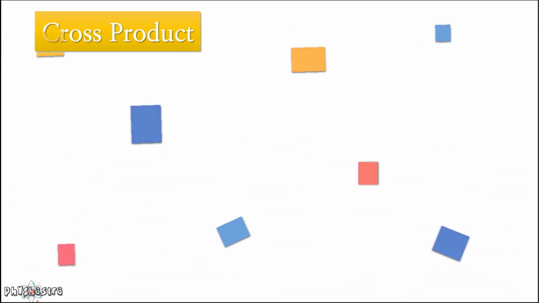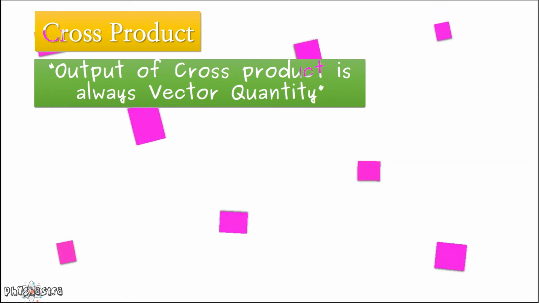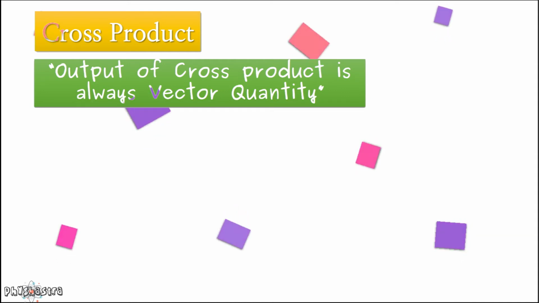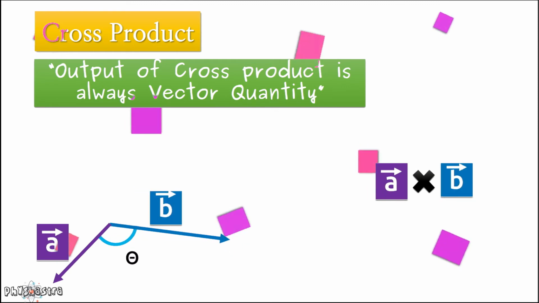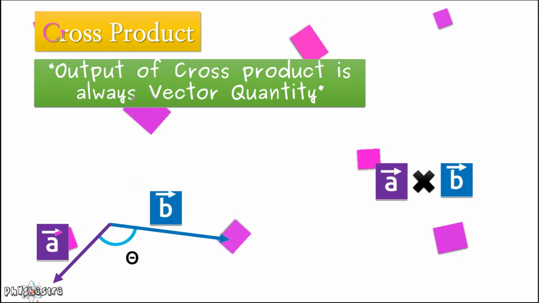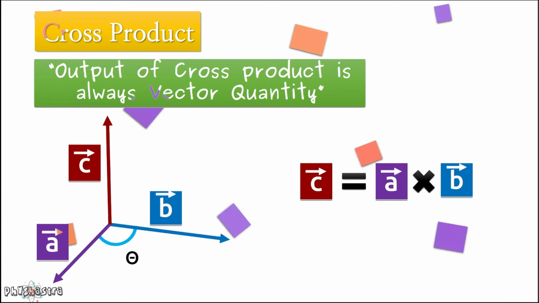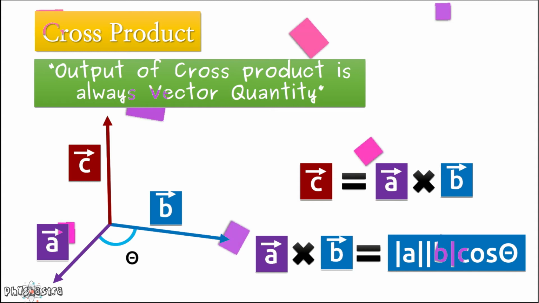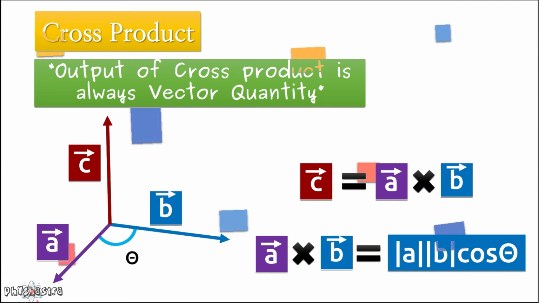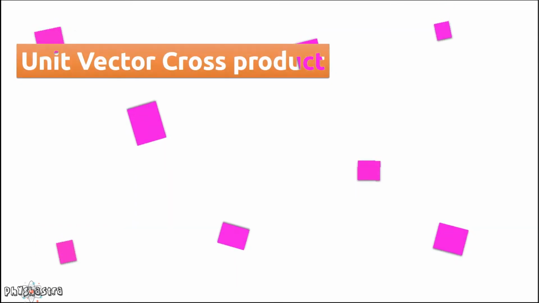Cross product output is always a vector quantity, unlike the dot product where you get a scalar quantity in the output. The operation of cross product is done such that for a vector A and vector B, apart from each other by an angle theta with their tails intact, the result is another vector C. This cross product is also equal to the magnitude of A, B and sine of theta, the angle between the two vectors. Now first let us understand how the unit vectors behave in cross product.